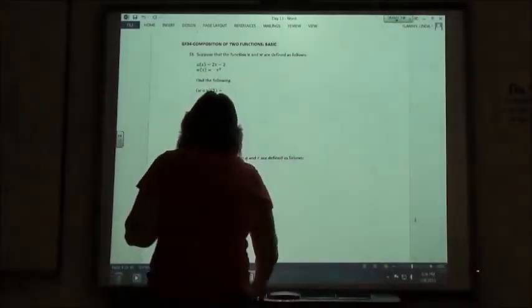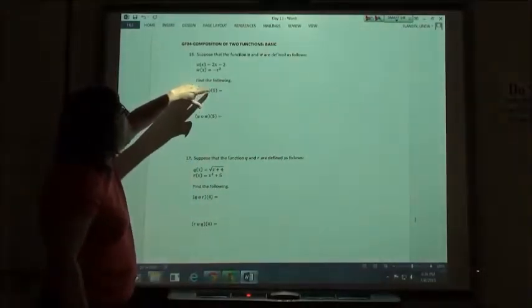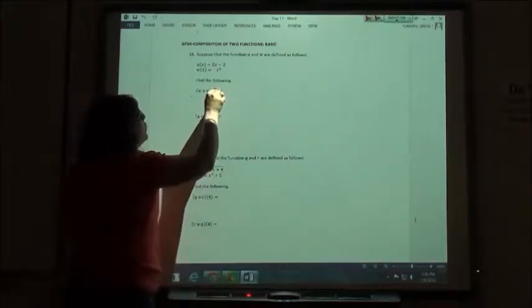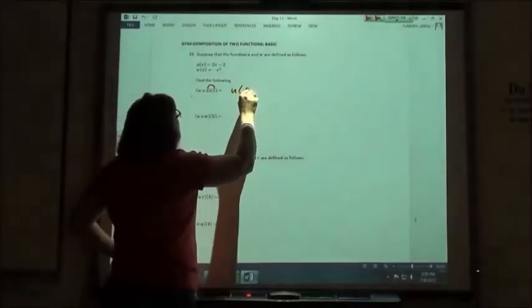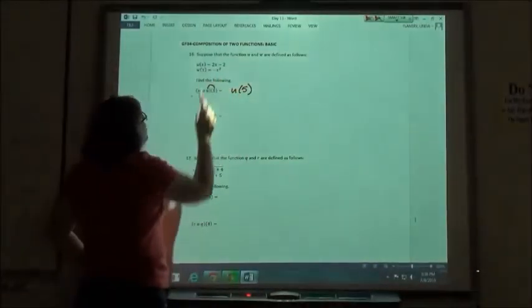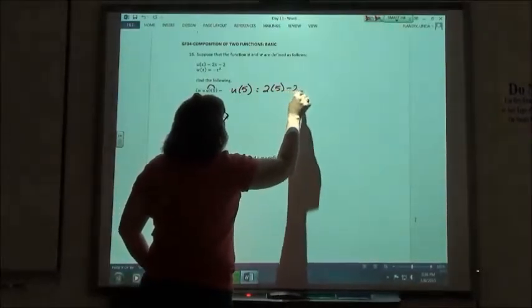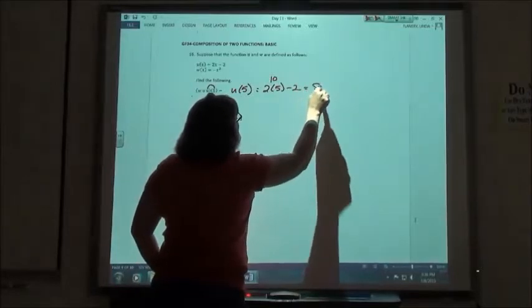For problems 16, 17, and 18, we're doing the composition of two functions. This is read w of u of 5. What we're going to do is basically go backwards. We're going to figure out what the u of 5 is first. So u of 5, in the u function, we're going to put a 5. 2 times 5 minus 2. So that would give me 10. 10 minus 2 is 8.